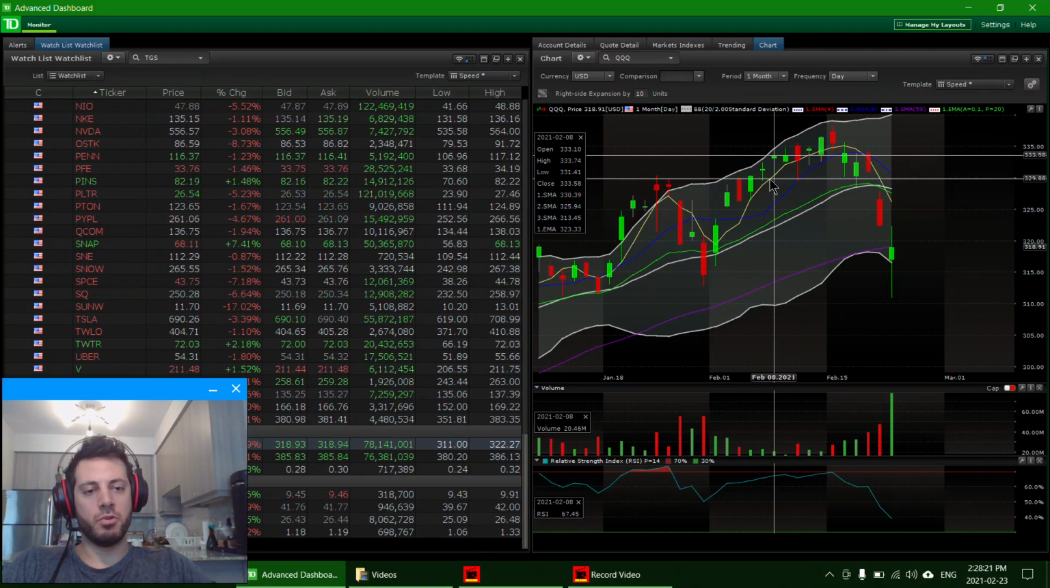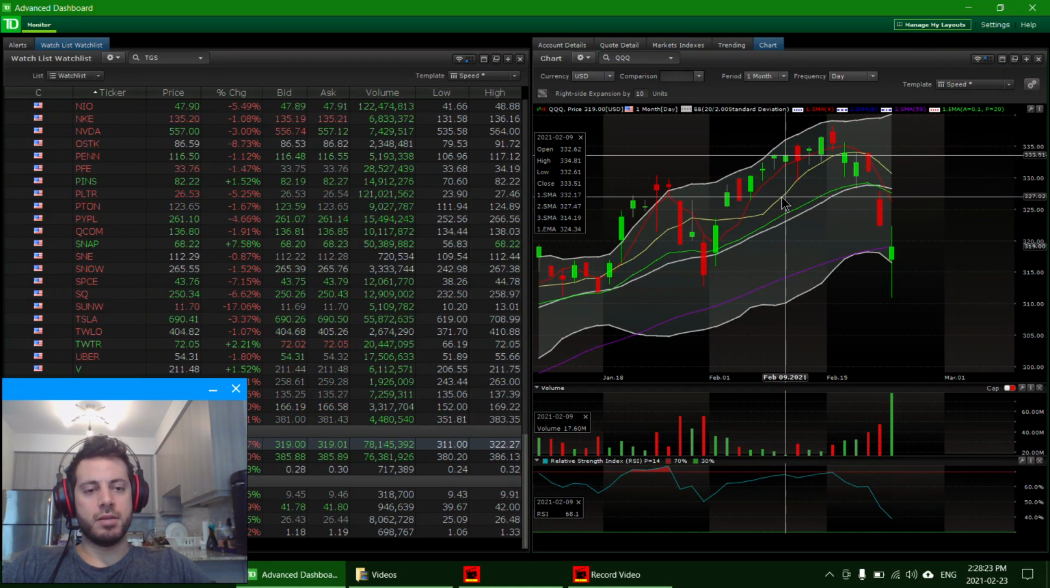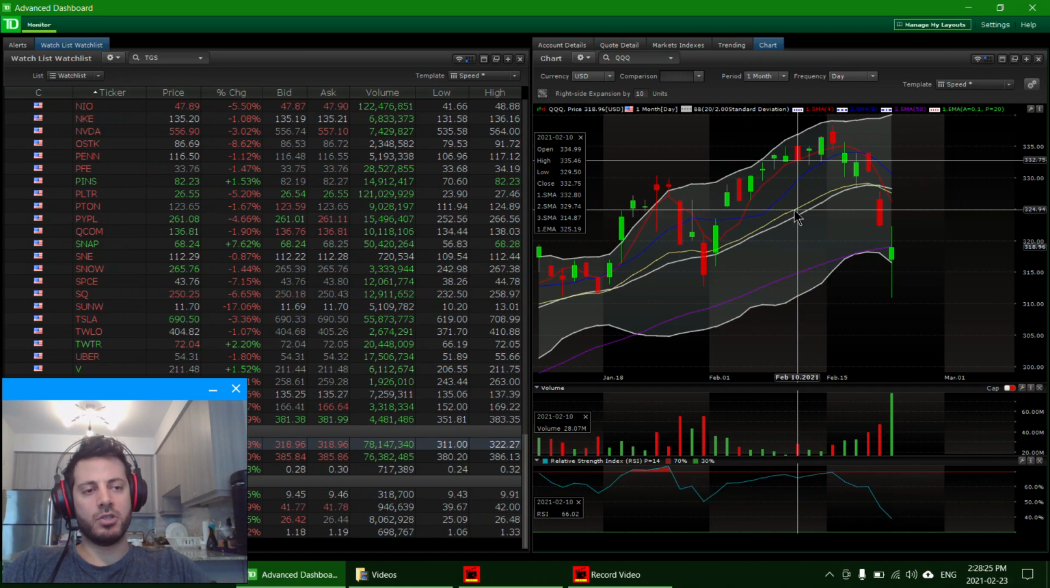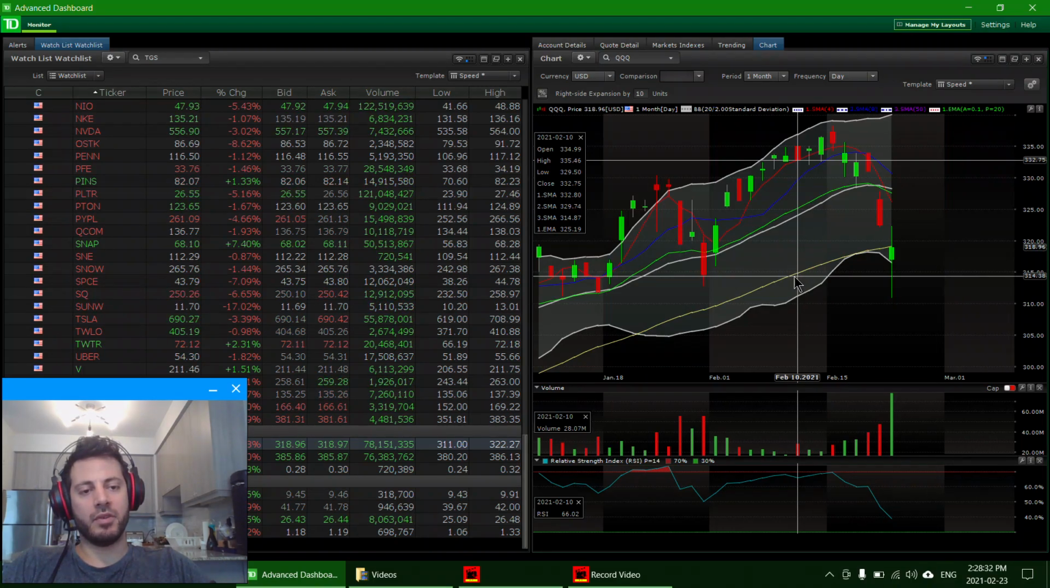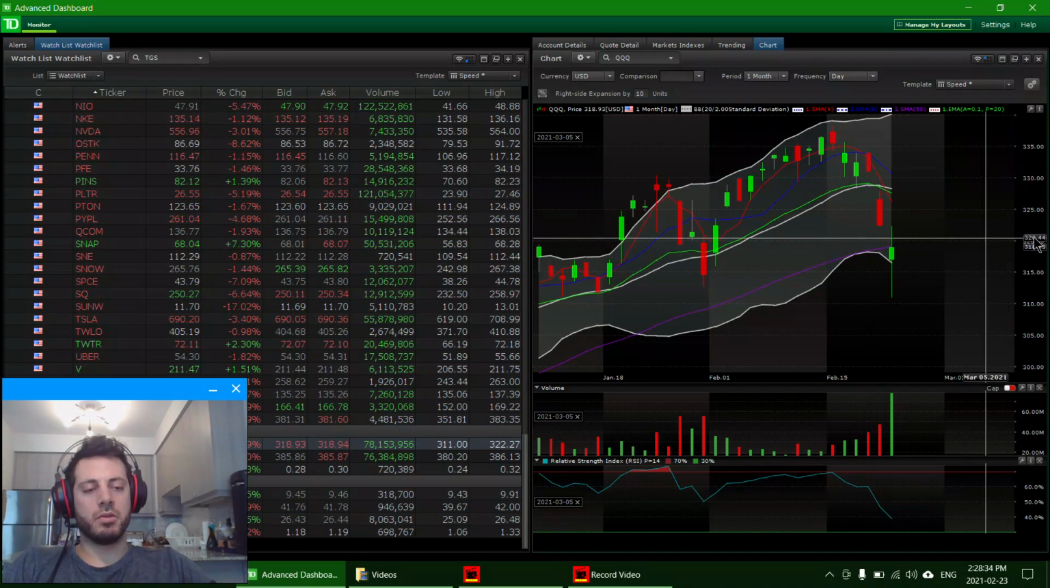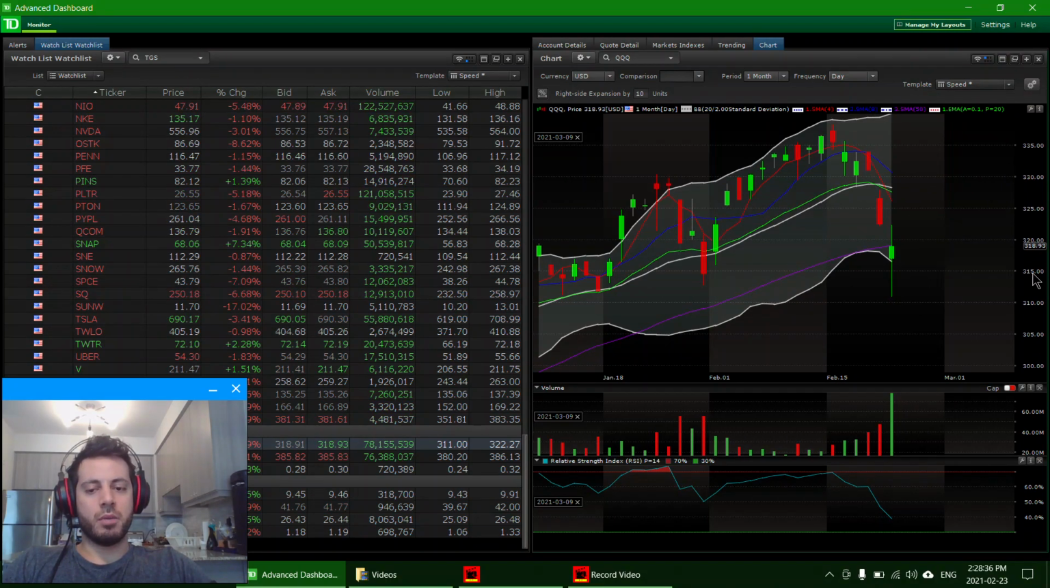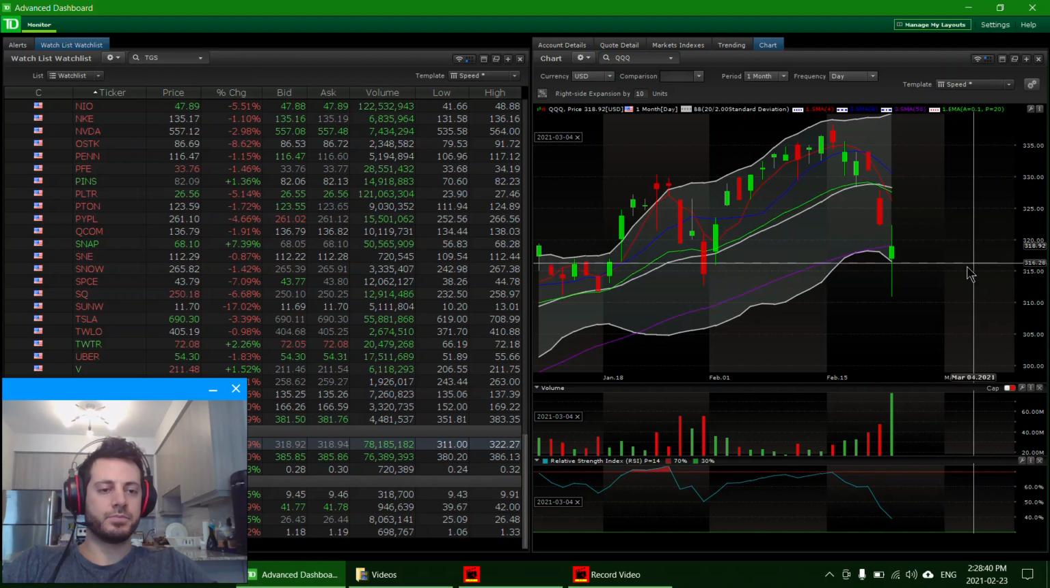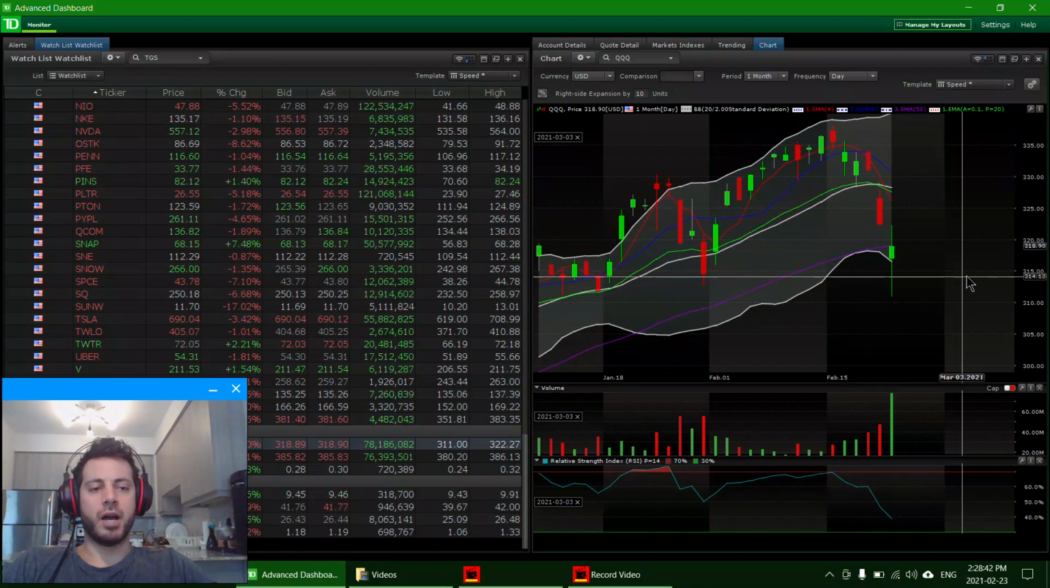The red one is the 4-day, the blue one is the 8-day, the green one is the 20 exponential moving average, and the purple one is the 50-day moving average. Okay, so these are some. I also look at the 100-day, the 200-day, and a few other ones as well, but these are the main ones that I keep my eye on.